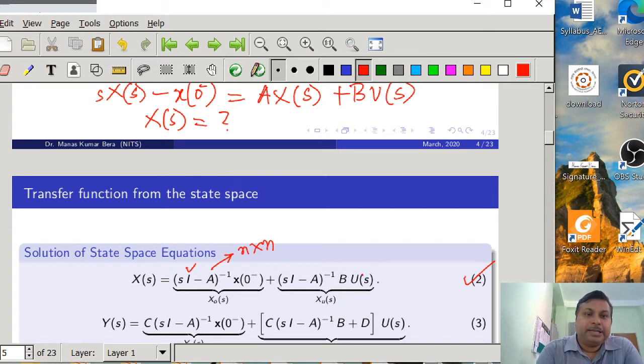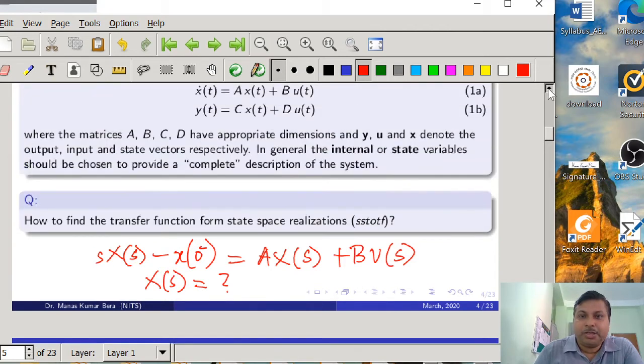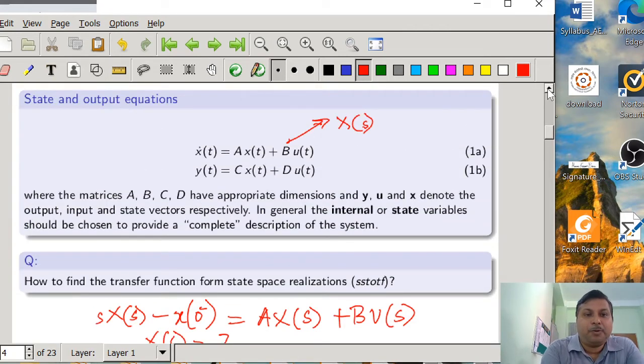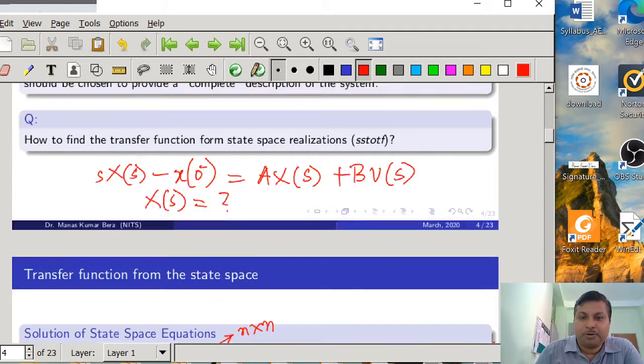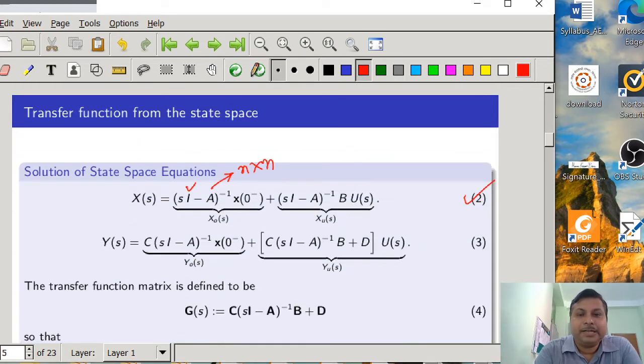Now we will take the Laplace transform of equation 1b. It will be Y(s) = C X(s) + D U(s). So this X(s), U(s), Y(s) are the Laplace transforms of y(t), x(t) and u(t). Now we already have the expression of X(s), so we substitute it in the output equation, that is Y(s), and we get equation number 3.